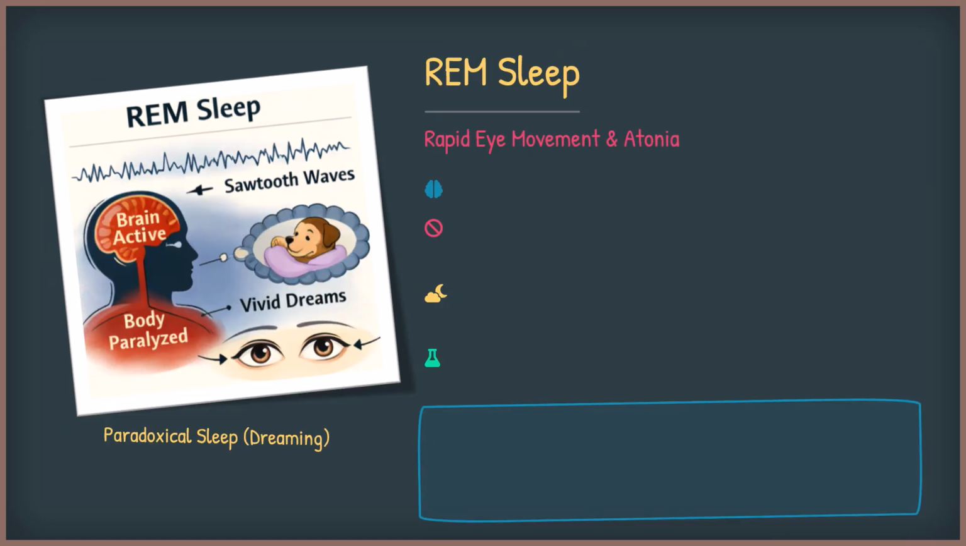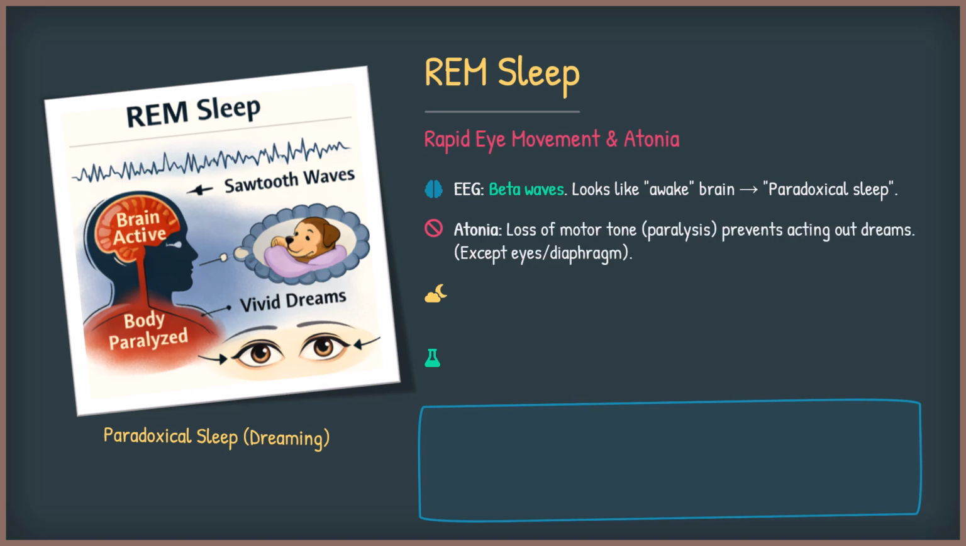This is when rapid eye movement and atonia occur. So on the EEG, you're going to see sawtooth waves. These are going to be beta waves. They look like the brain is awake, and this is paradoxical sleep. With the atonia, you're going to see a loss of motor tone, paralysis, which prevents you from acting out your dreams.